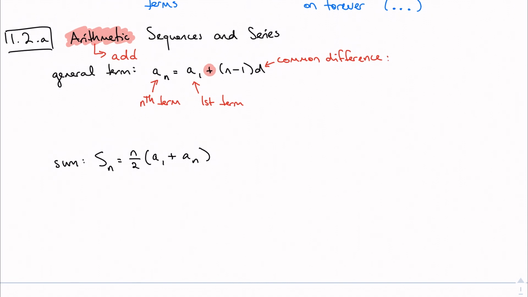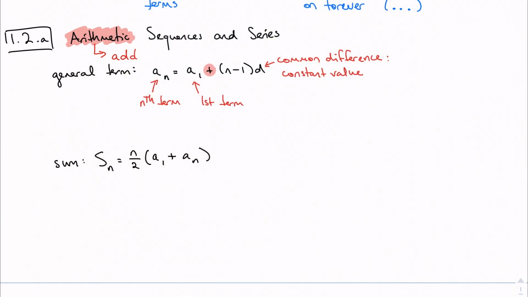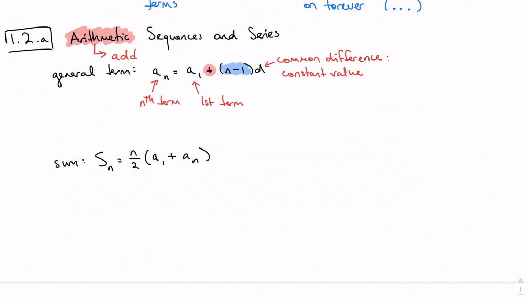So what my common difference is, it's some kind of constant value that I'm adding on multiple times to my first term to generate every next term of the sequence or the series. The number of times that I'm doing that is given by this n minus 1. So why n minus 1 is the question that tends to come up a lot.